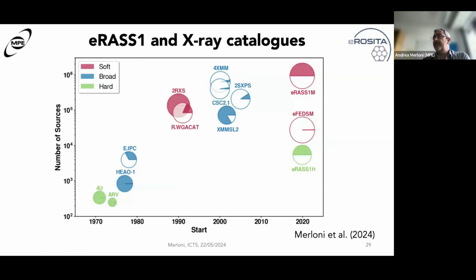Okay, finally, a few words about the catalog. I told you that this is a plot that shows the number of sources in any X-ray catalog since the history of X-ray astronomy, from the 70s to now. And eRASS1 covers only half of the sky, so that's why it's only a half-filled circle, and produces a catalog of almost 1 million sources, which is the largest that we have at the moment in X-ray astronomy.